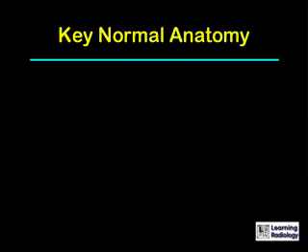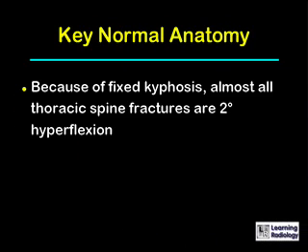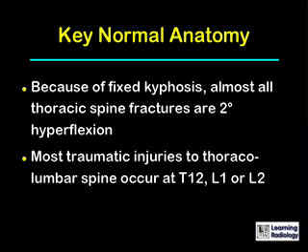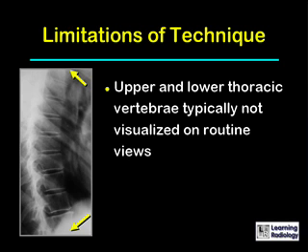First, some key normal anatomy. Because of the fixed kyphosis of the thoracic spine, almost all thoracic spine fractures will be produced by hyperflexion. Most traumatic injuries to the thoracolumbar spine occur at the levels of T12, L1, and L2.